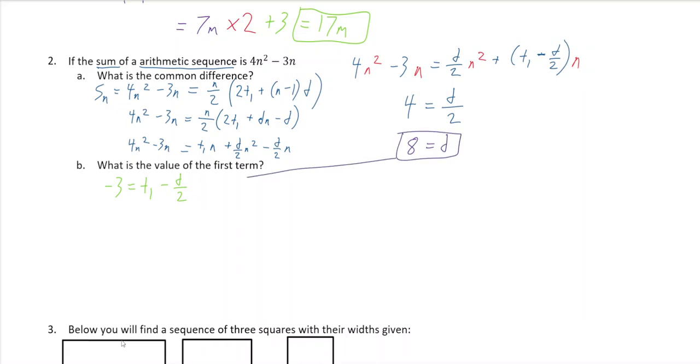Well, now that we have d equals 8, let's look at the second equation. What is the value of the first term? Well, we can put that instead of d, and we can solve for our first term. So it'll be negative 3 equals t1, which we don't know, minus 8 over 2. And we're just going to solve it now. So negative 3 equals t1 minus 4. We're going to move the 4 over. So t1 equals 1.